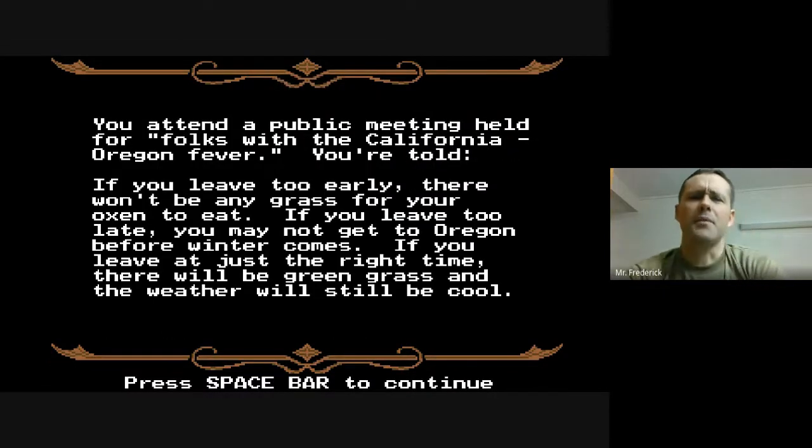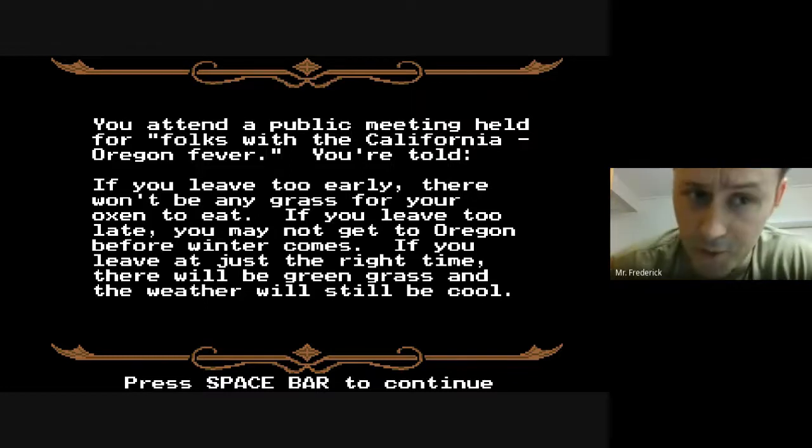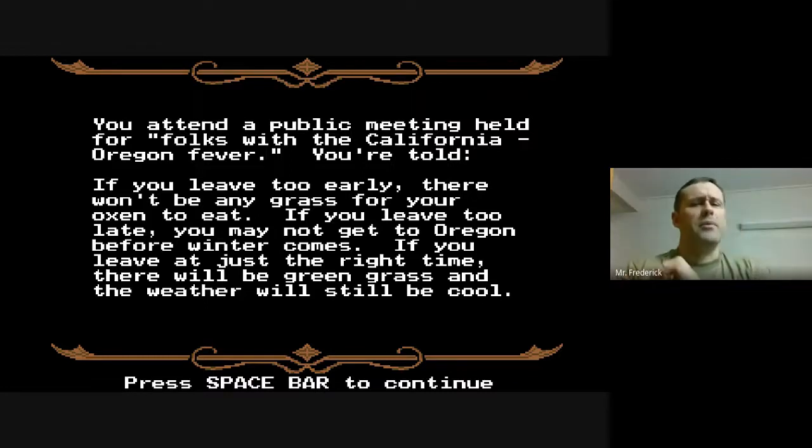You attend a public meeting held for folks with the California-Oregon fever. You're told if you leave too early, there won't be any grass for your oxen to eat. If you leave too late, you may not get to Oregon before winter comes. If you leave at just the right time, there will be green grass and the weather will still be cool.